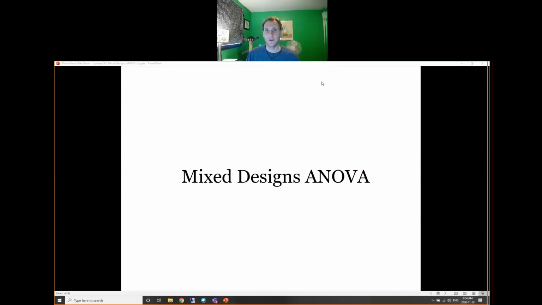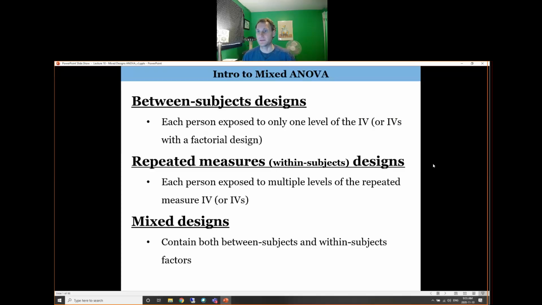All right, so now we're into the last lecture, and we'll move into mixed ANOVAs. So up to this point, we've considered between subjects designs and repeated measures, or within subjects designs, independently. So remember, our between subjects designs were where each person was assigned to only one condition. They're exposed to only one level of the independent variable. And a repeated measures design was where each person was exposed to multiple levels of the independent variable.